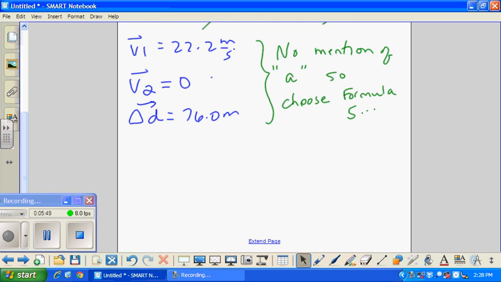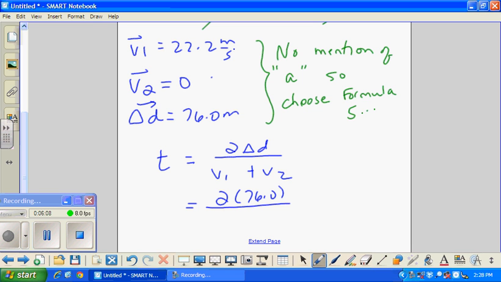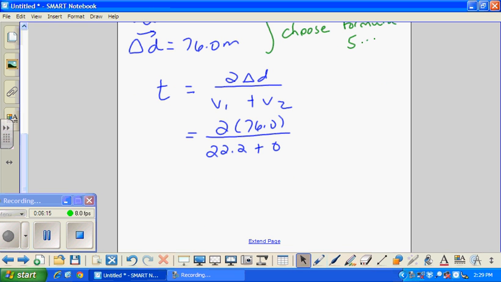So we're going to choose formula 5. Looking down at formula number 5, in the form of t, we have that t equals, v1 is the 22.2, 0, meaning that we have a time of 6.8 seconds. Let's see if that number makes sense. We're starting at 80 kilometers per hour, and we come to a stop. 6.8 seconds makes sense to me. I'll put a check mark on it. Good answer.